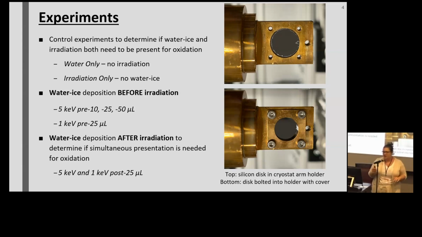So after those, we have our actual experiments that incorporate both water ice and irradiation. We have two versions. We have the point where water is deposited onto the surface of the sample, and then it is irradiated. Those are called pre-samples. And then we have the post-samples, where we irradiated the surface of the sample, and then water ice was deposited afterwards.